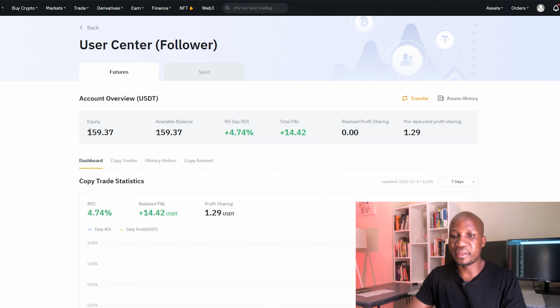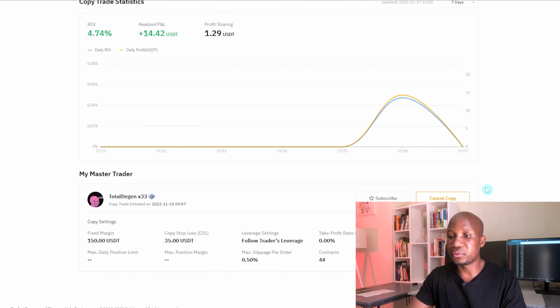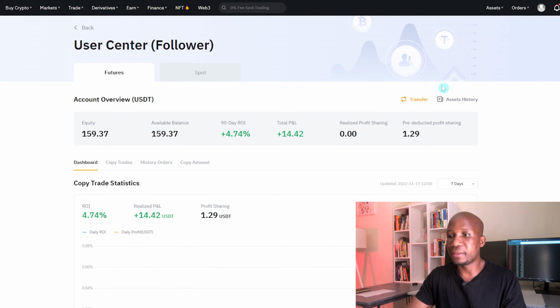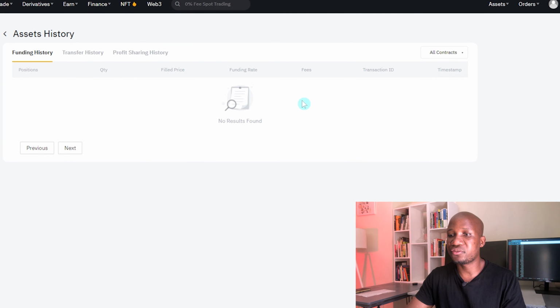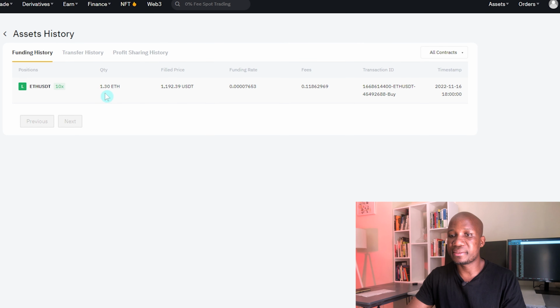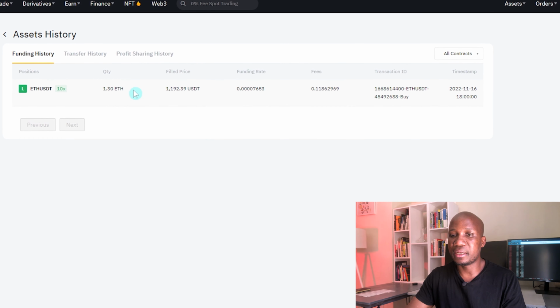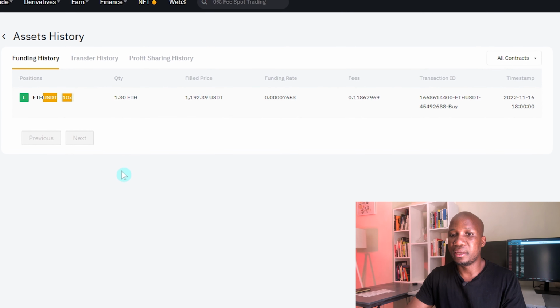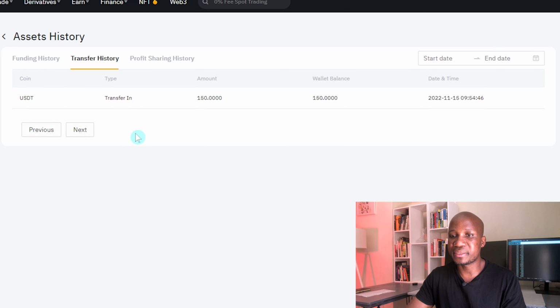You can see right here, this is now our equity. If you recall, when we started with $150 and we are up by $14, and like I said, this is just about 5%, and this is just in one day, so this is really good. And if I click on asset history or transaction history, here I can see the quantity. You can see he's trading 10x leverage on Ethereum, and we can obviously look at the transaction history.